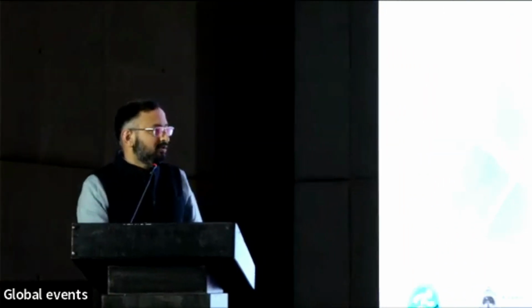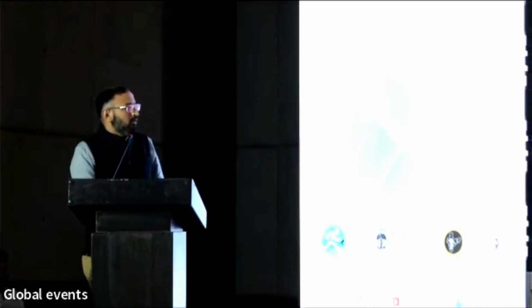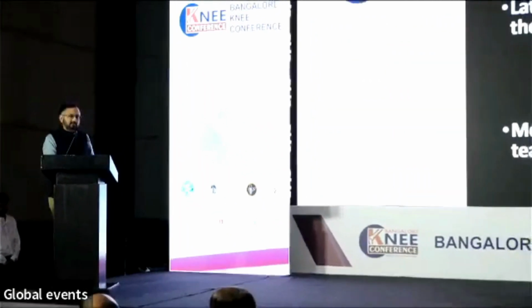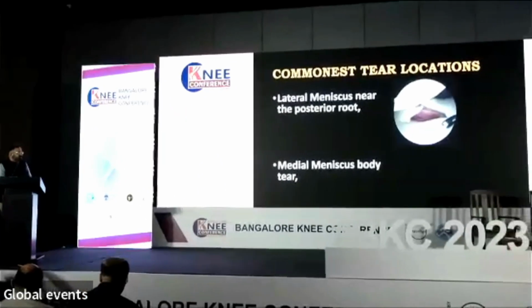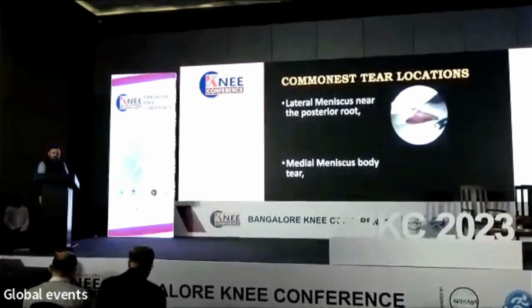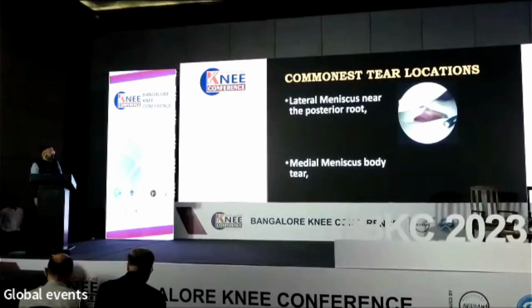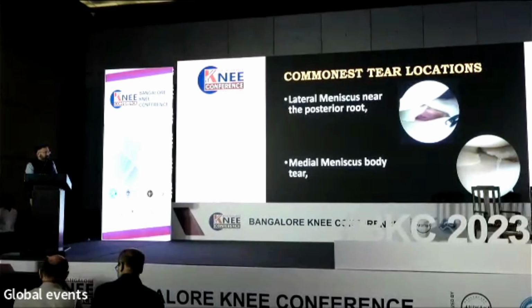I'm here to focus more on the radial tears. The commonest location for these tears is near the lateral meniscus, near the posterior root, which is commonly associated with ACL injuries, as well as in the meniscus body, where the body and the posterior horn junction is. So we have to identify these tears on a thorough diagnostic ground.